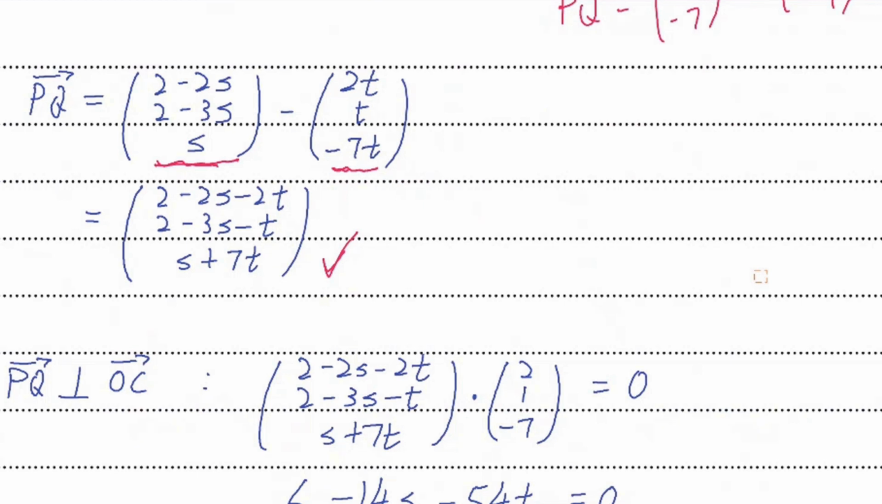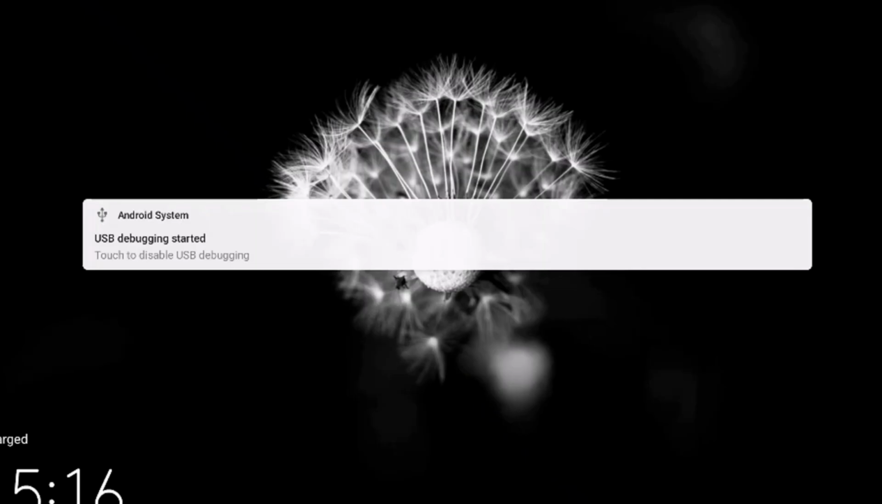So we want to find the point P and the point Q. From there, for this PQ, we know that it is perpendicular to OC. So for this PQ, we just have to dot it with the direction of OC. Then we will have 0 because they are perpendicular.